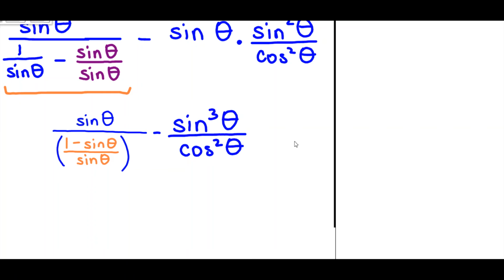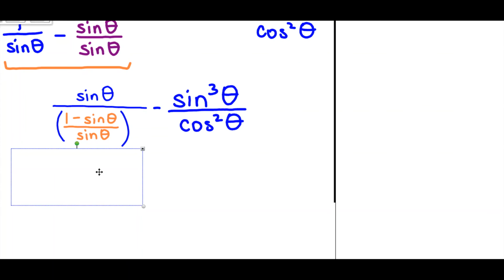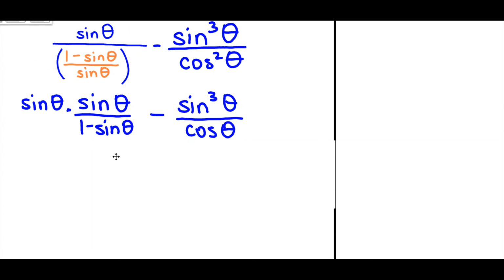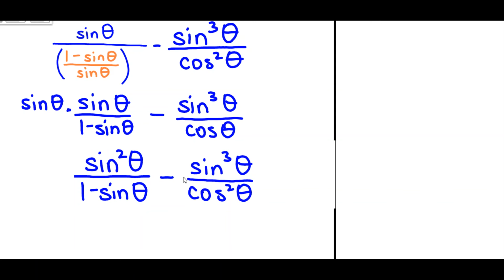Now, like I multiplied by the reciprocal here, I'm going to do the same thing here to try and get one fraction and one fraction, because when we have these fractions inside fractions, it's not very fun to work with. So I'm going to multiply by the reciprocal, so sine theta times sine theta over 1 minus sine theta. My right term is going to stay the same. And as I simplify, I'm going to get sine squared theta over 1 minus sine theta minus sine cubed theta over cosine squared theta.